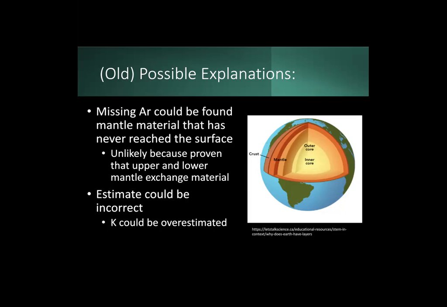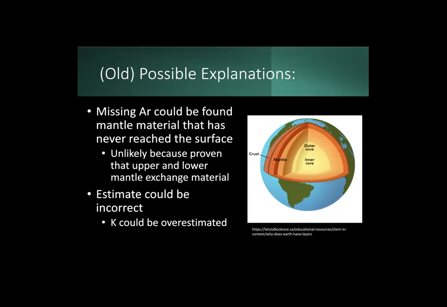There's a lot of interaction between the upper and lower mantle. We see that with things like mantle plumes, which bring up material from deeper within the mantle. And then we also have subducting plates, which bring new material in. So there's actually a lot of mixing happening. And because of that mixing, we should have already been able to see that argon.